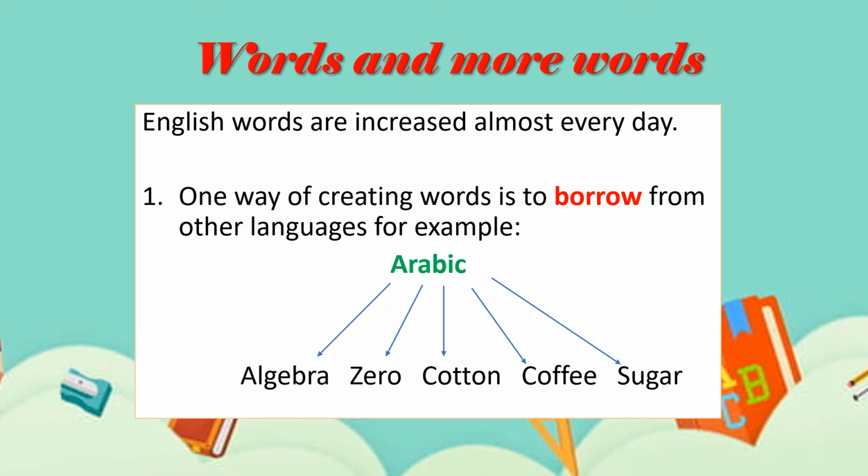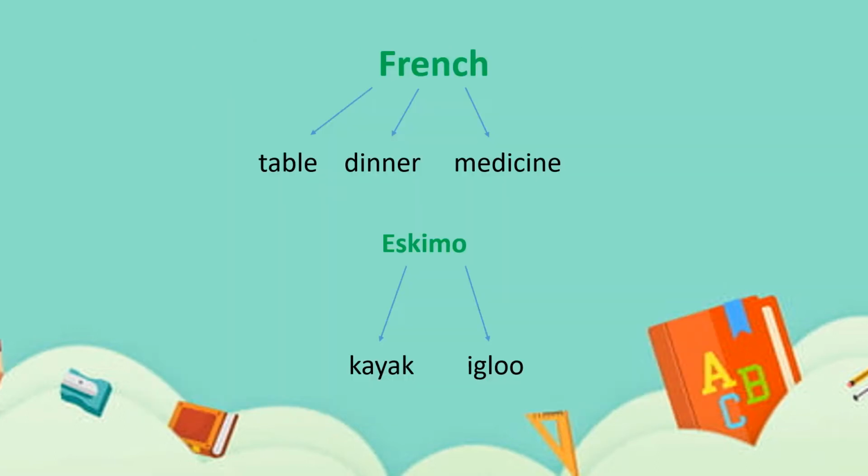The English language has borrowed words from the Arabic language, like the words algebra, zero, cotton, coffee, and sugar. Also, it borrowed words from the French language, like table, dinner, and medicine. From the Eskimo language, it borrowed kayak and igloo.